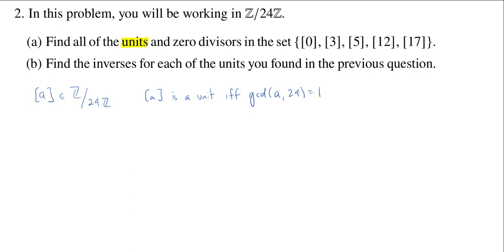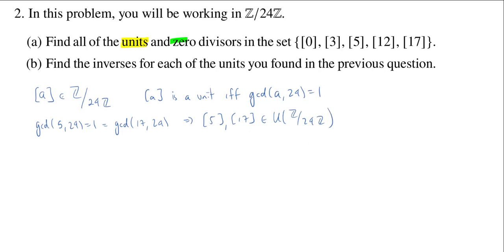So we know that, we'll write it this way. The GCD of 5 and 24 is 1. And the GCD of 17 and 24 is 1. So this tells us that 5 and 17, or at least their classes, are in the set of units. Remember, we had this U symbol. The set of units for Zmod 24Z.